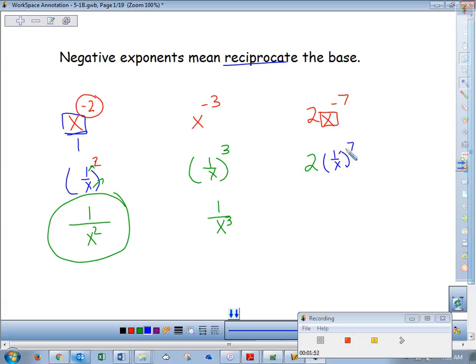And then the 2 is still there. You'd get 2 times 1 over x to the 7th. And then you'd have to multiply these fractions together. So you turn the 2 into a fraction, and you get 2 over x to the 7th. Just way too much work is what that really is. It's way, way, way too much work.